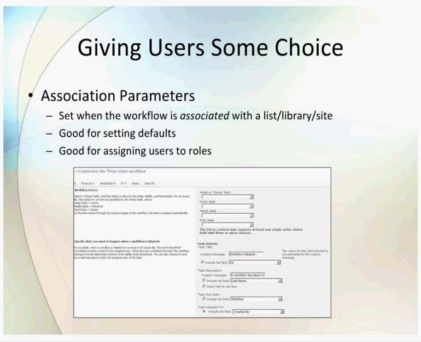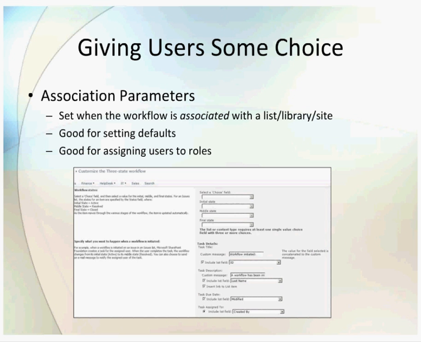So there's the notion of something called an association parameter. This is something that the workflow author, the workflow coder, sets up when they're designing the workflow. And when they register the workflow, when someone associates it with a list or a library or a site, they can make some decisions. So this is a workflow where somebody gets to track the status of something. So there's a choice field. You can decide what the initial choice is. In other words, there are three possible states it could be in. For example, evaluating, deciding, and completed. Those are just three choices.